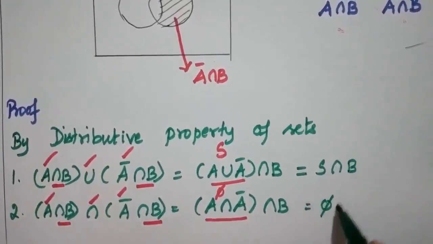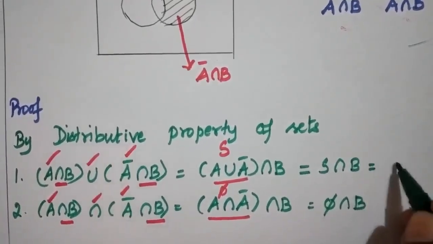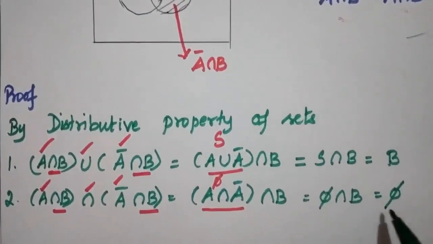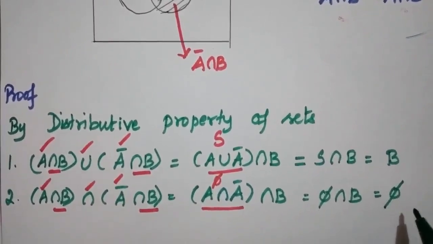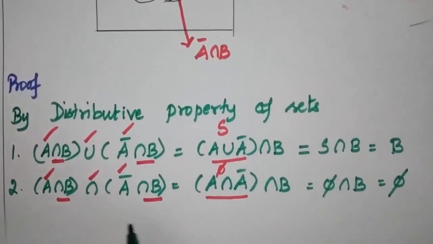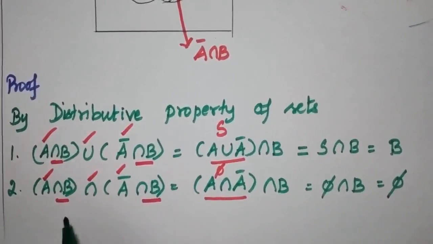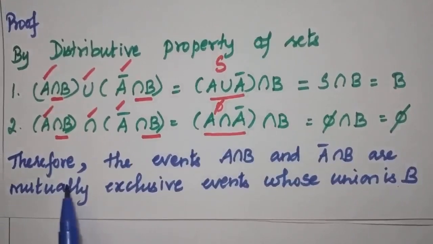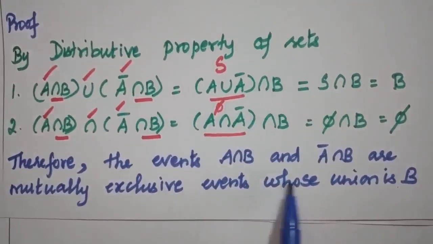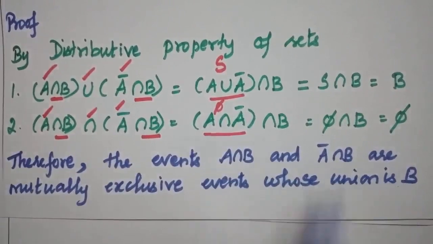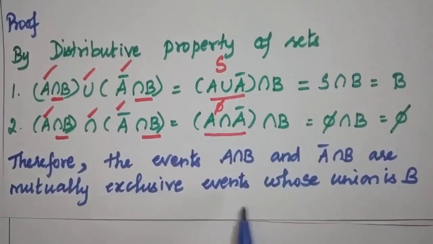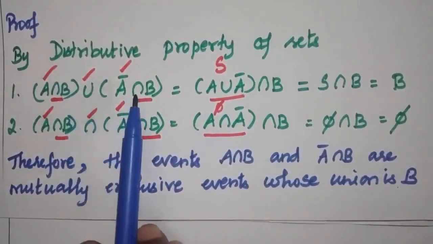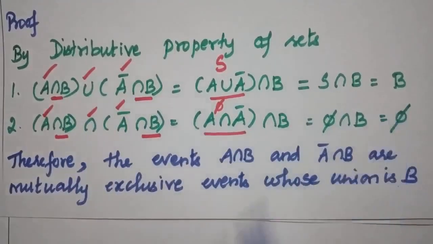Here null intersection B. So what will be the answer? Yes, here this is B and this is null. So if the intersection value is null, we can say that these two events are mutually exclusive events. Therefore, the events A intersection B and A dash intersection B are mutually exclusive events whose union is B. When we take the union of these two events, we will get the answer as B.